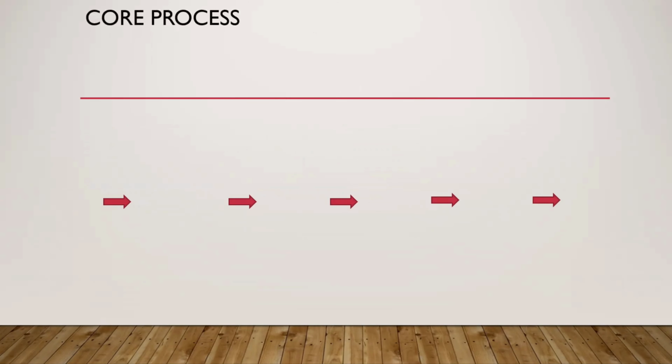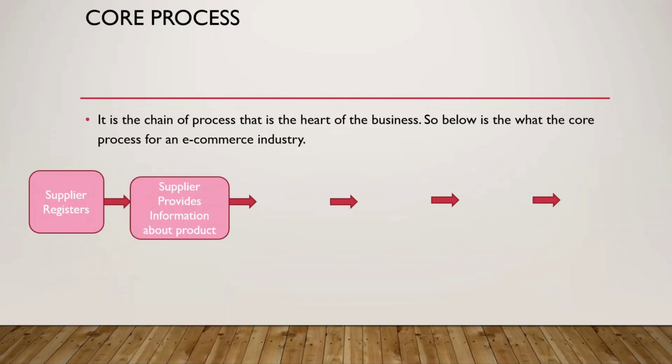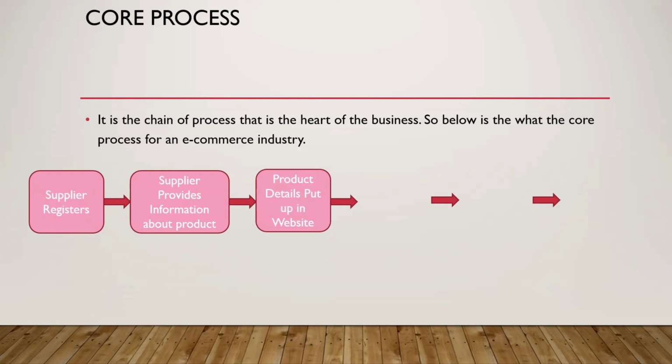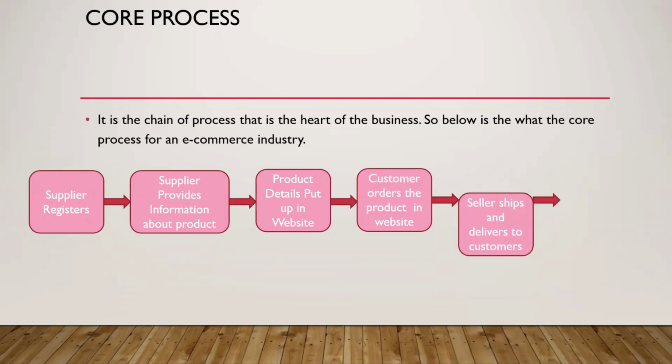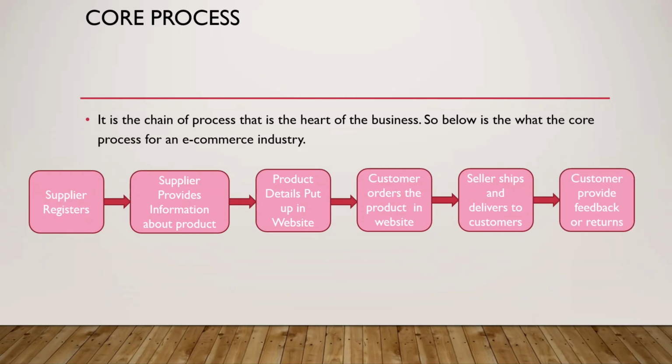So what is a core process? Core process is nothing but the chain of processes that is the heart of the business. Let us see an example in the e-commerce industry. A supplier registers with the company and provides the information about the product. Product details are put up on the website and customers order the product after seeing the website. Then the seller ships to the customer and delivers it, and the customer provides feedback or returns the product. So this is a core process in the e-commerce business.